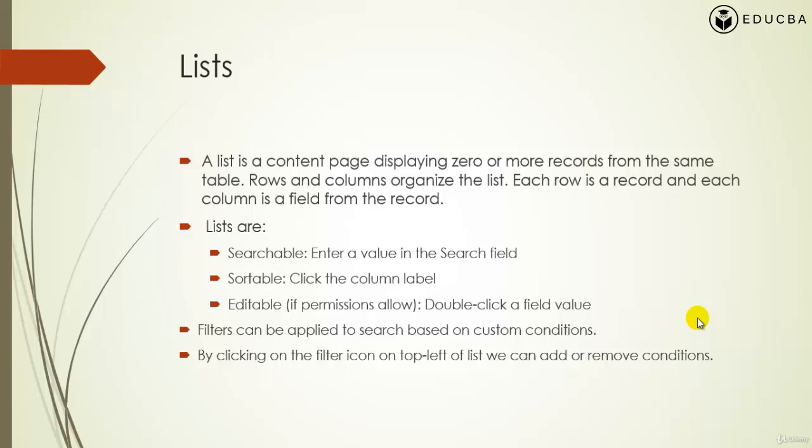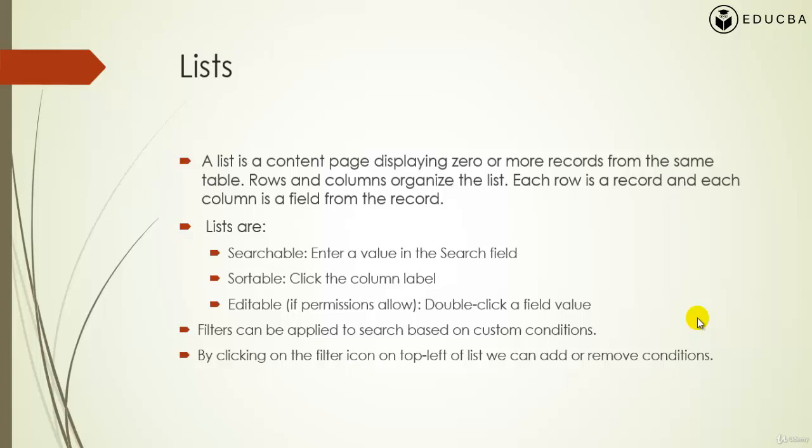List is a general term which everyone knows. There are 100 students in a class, or say 50 students in a class. If your teacher asks you to show all the usernames, how do you show them? You just show them in a list. That's how a list is basically. So a list is a content page displaying 0 or more records. Yes, if there are records it will show, if not it doesn't.